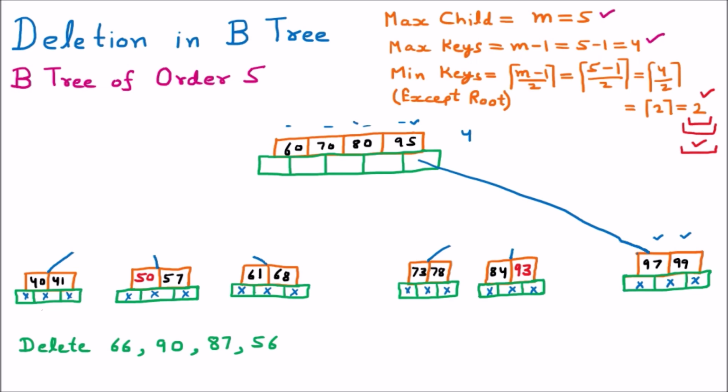Now talking about 80, values greater than 80 but less than 95 will come here. So here we are going to connect the children. This child will also be connected because 84 and 93 are falling under the range of 80 and 95. Then we go to the next child, which falls between 70 and 80. All the values falling between 70 and 80 come here. So this is how we have connected, because 73 and 78 are falling between 70 and 80.